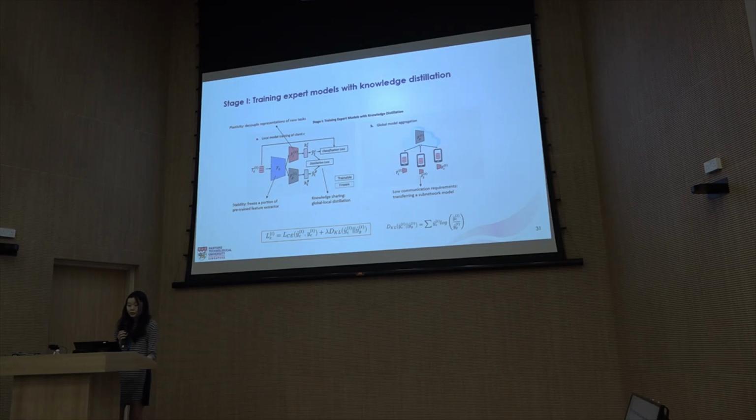So the local loss function will then consist of both the classification loss as well as a distillation loss. And for that, we use the KL divergence as the distillation loss to measure the difference in the representations between the two different logits.